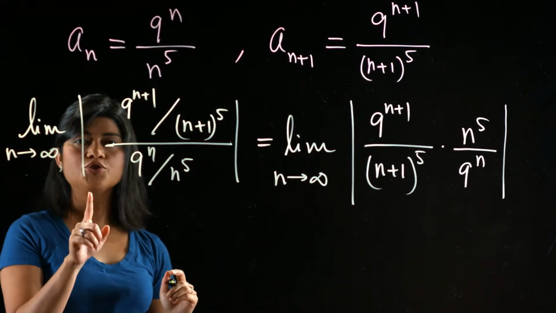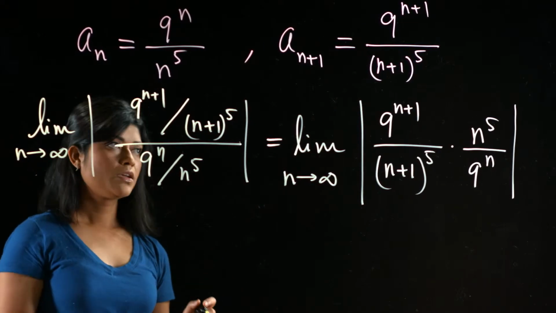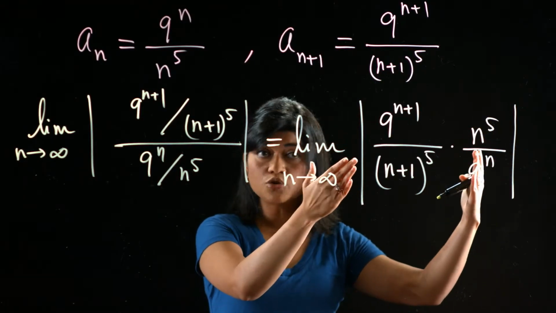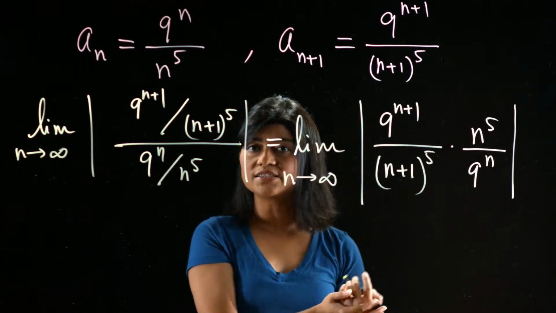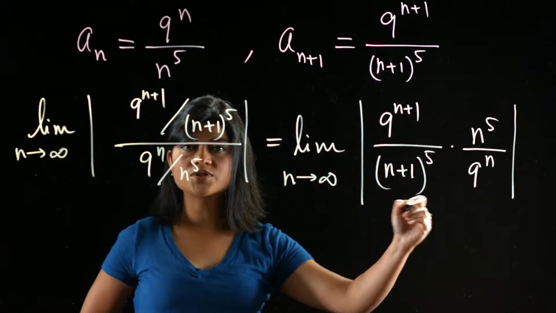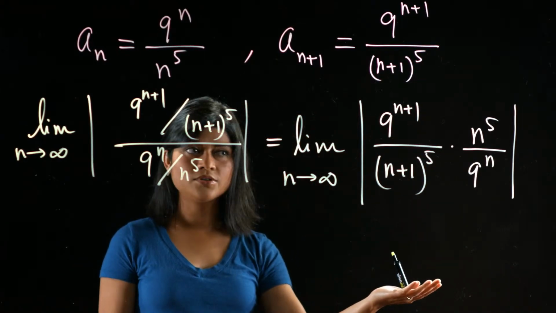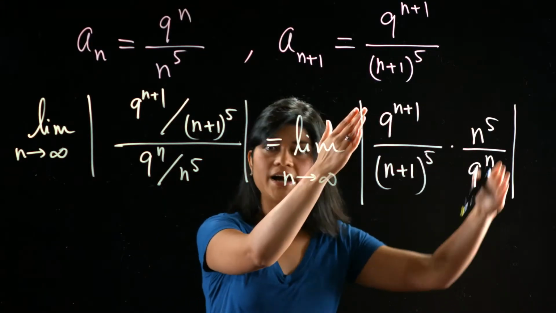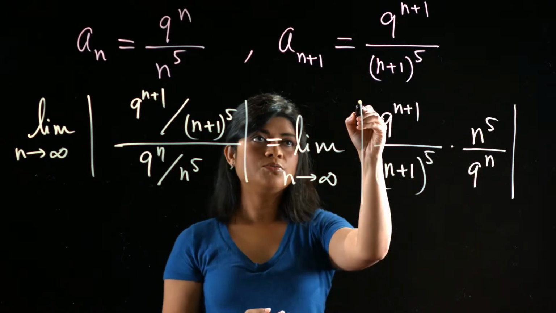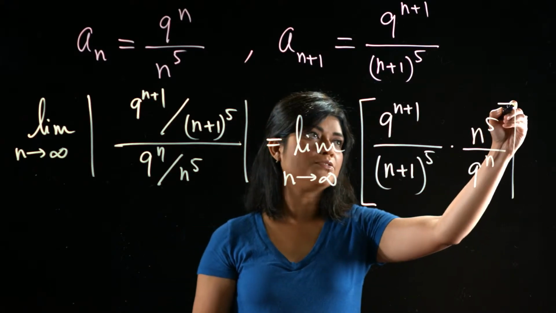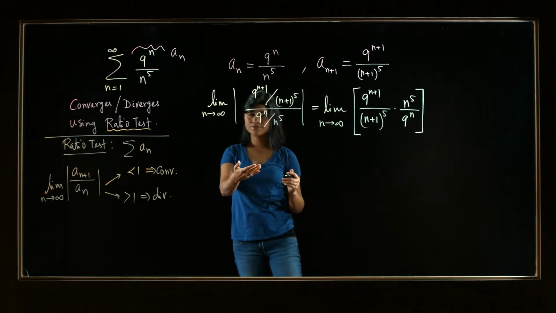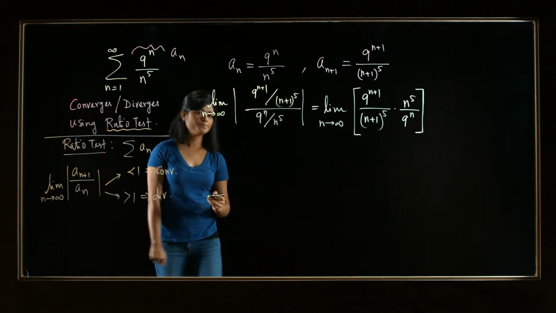There's one other thing you should notice. This absolute value only ensures that we make everything positive. But look at all these terms. They're already positive, so we don't need the absolute value anymore. The absolute value of this entire term is itself, so we can get rid of the absolute value. And that will help in evaluating this limit. So keep that in mind as well.